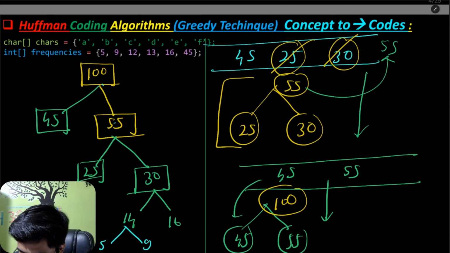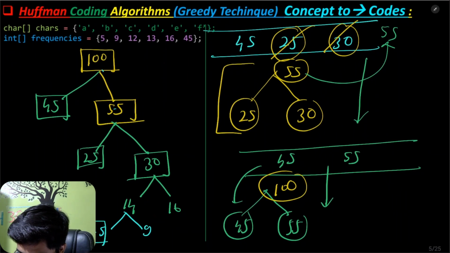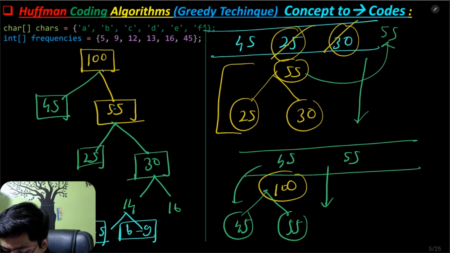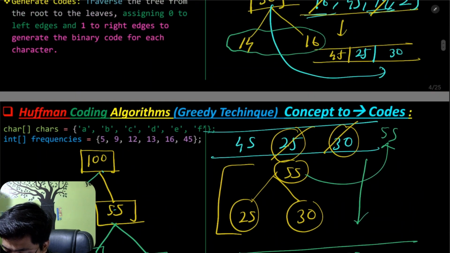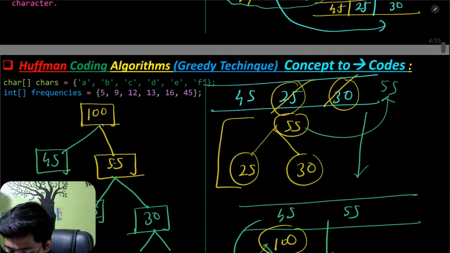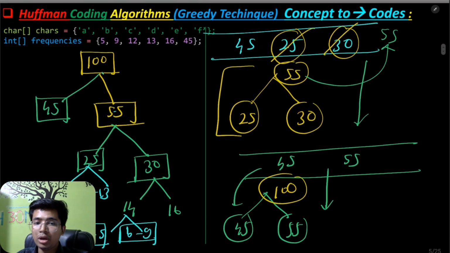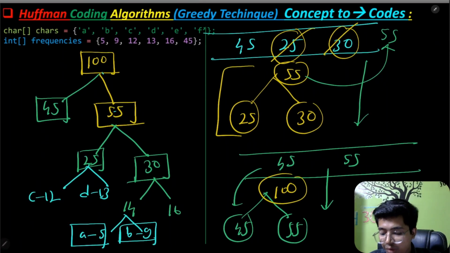So this is A5. This element is A5. This is B9. Now after this is C12. We have missed C12 somewhere. 25. Here is C12 and 13. C12 and D13. So this is C12 and that is D13. So that is the entire tree that we have got. That is the entire tree and these are every node.